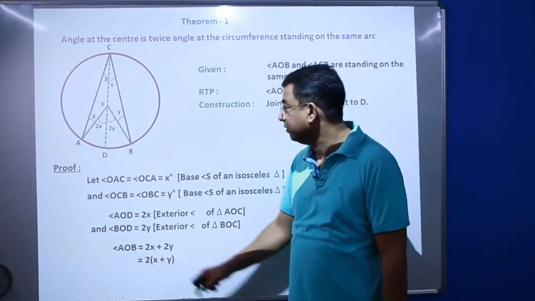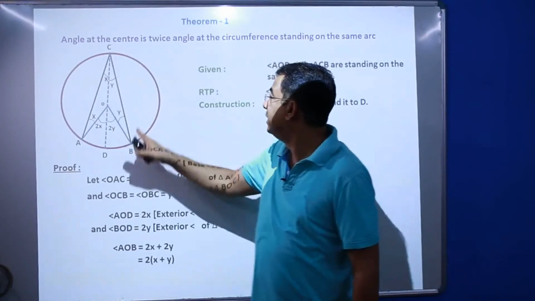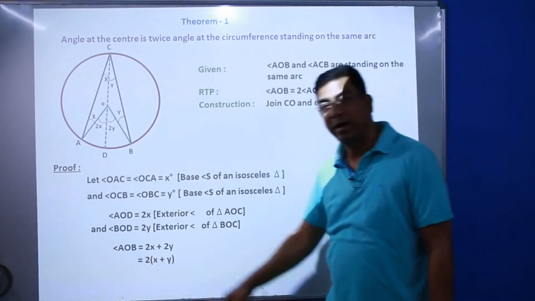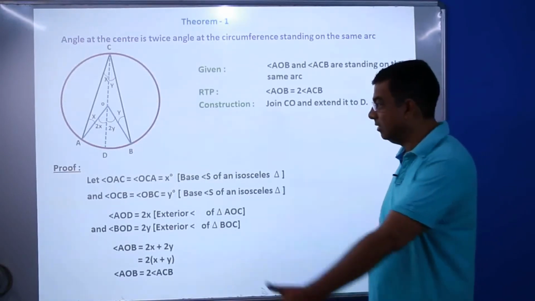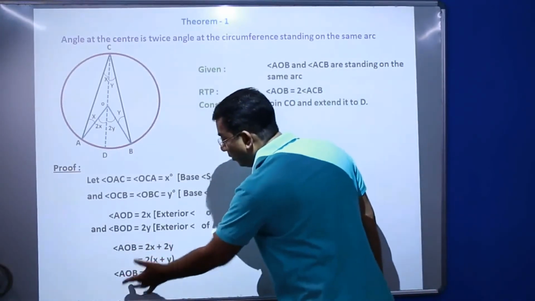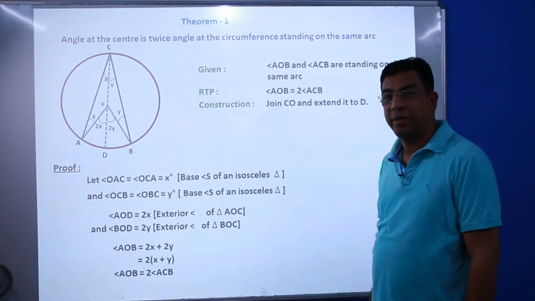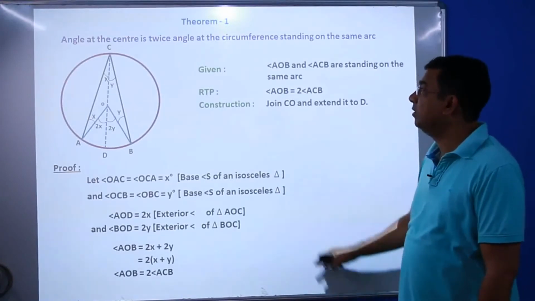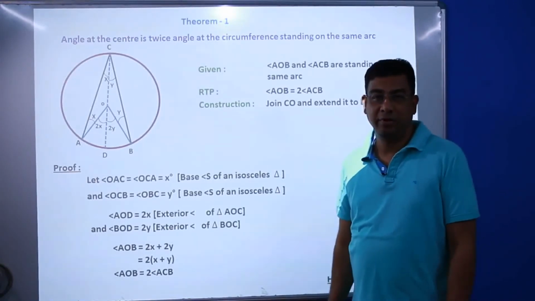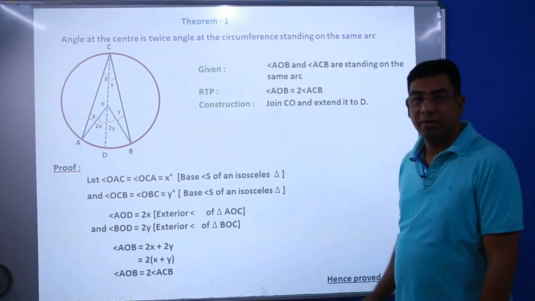And what is x plus y? x plus y is the value of the angle ACB. So instead of x plus y, I can replace it with angle ACB. Hence, you can see that angle AOB has been proved to be double of angle ACB. So this is the way you're going to prove this theorem, and this is the most important and vital theorem. So this should be at the back of your mind while you're solving the sums. Hope this is clear with you.